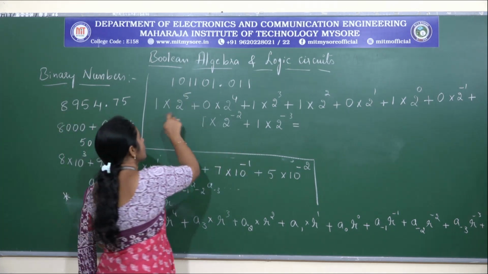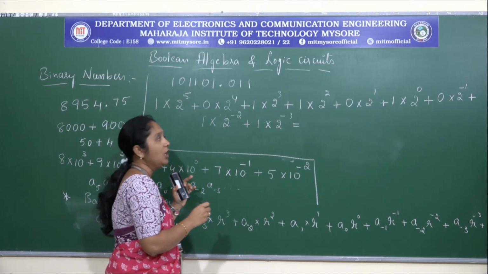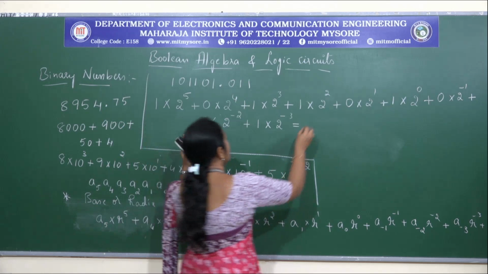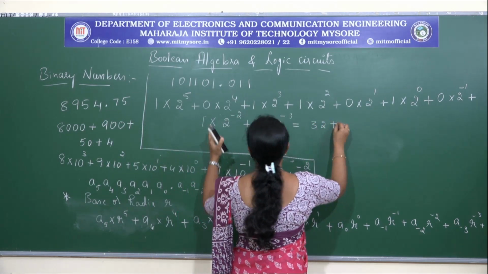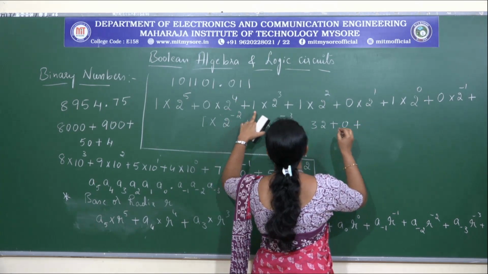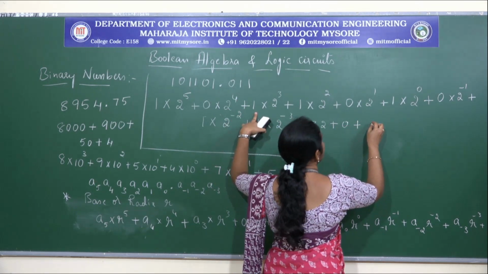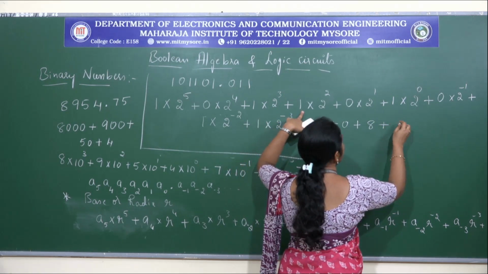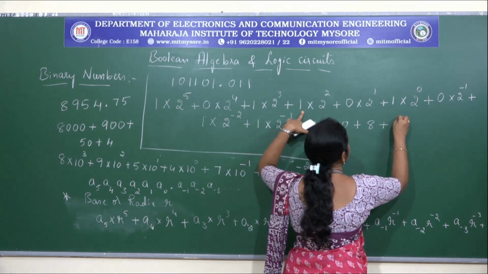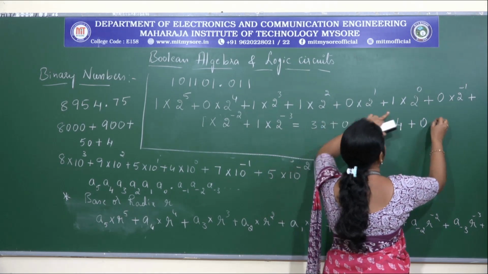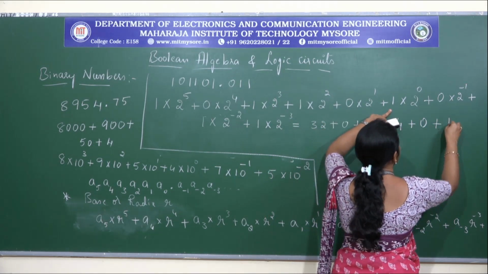Let us find out. So we have 1 into 2 power 5. 2 power 5 is 32. Next we have 0 into something, and 0 into anything is 0. And next we have 1 into 2 power 3, which is 8. Plus next we have 1 into 2 power 2, which is 4. Next we have 0. Next we have 1 into 2 power 0, which is 1.